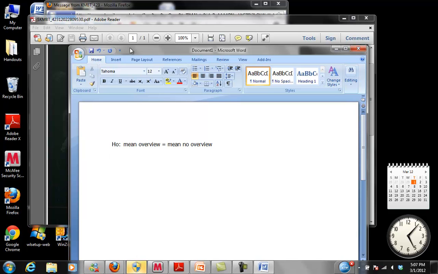And you can label this mu1 and mu2. So we could be writing, for example, mu1 equals mu2, or you could write mu1 minus mu2 equals 0. They mean the same thing.